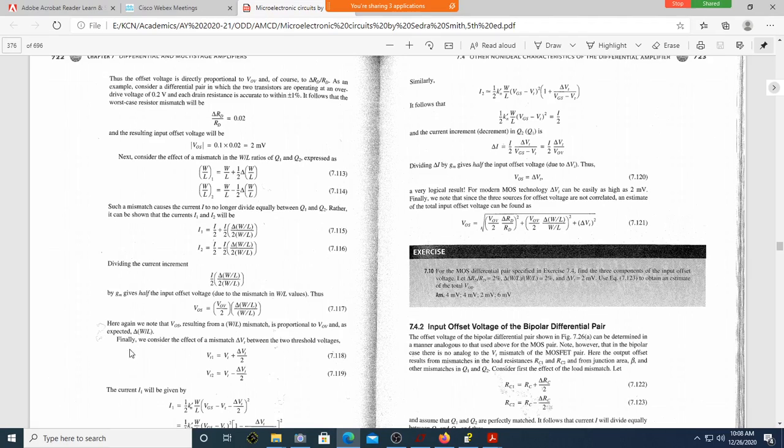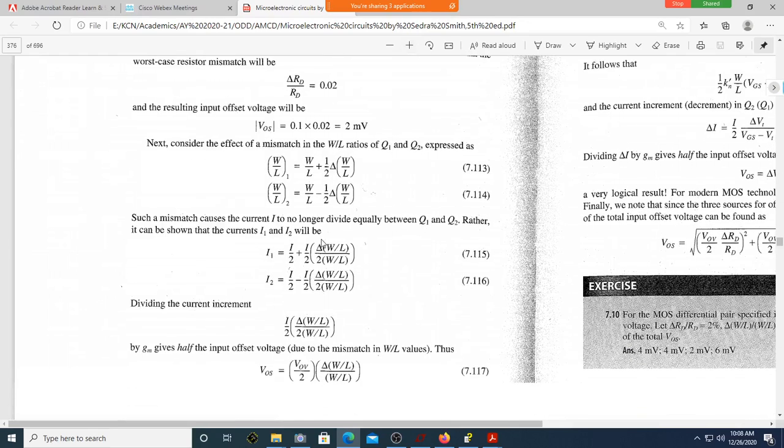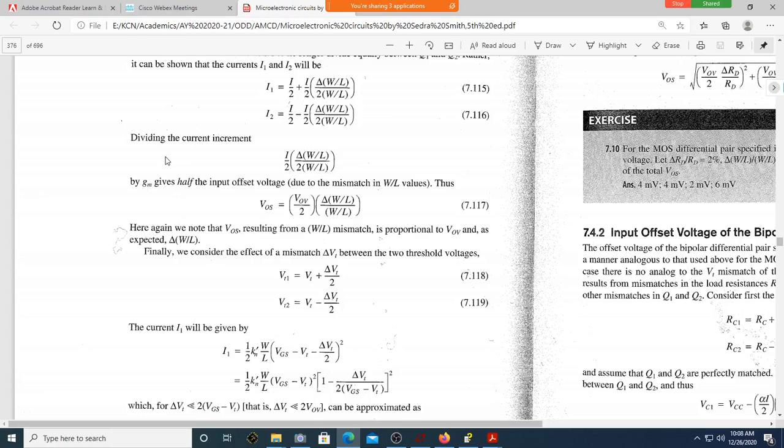Okay, Ayush, can you read this? Just read what is there. The current increment is I by 2 delta WL divided by 2 WL. Is that fine? Next line. Dividing the current increment by GM gives half the input offset voltage due to the mismatch in WL.